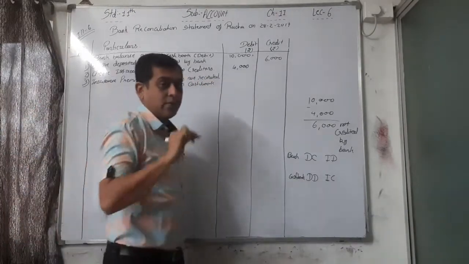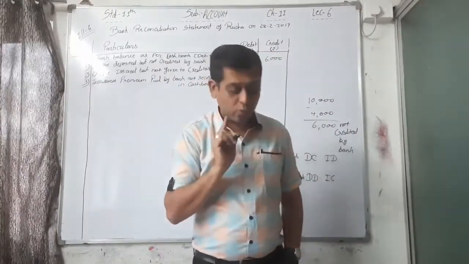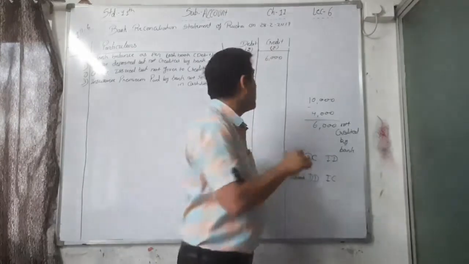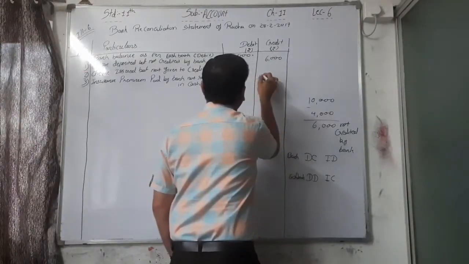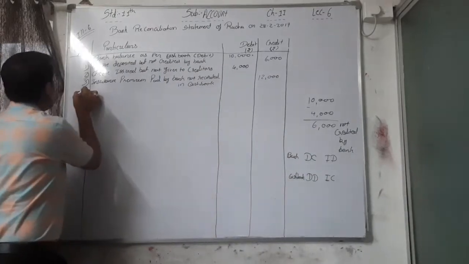Insurance premium is first debited by the bank, so we have to credit it. The amount is 12,000. So on the credit side, the amount we have to record is 12,000. Okay. Now the fourth point.